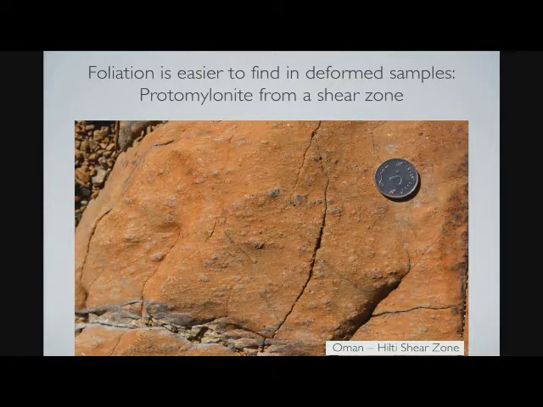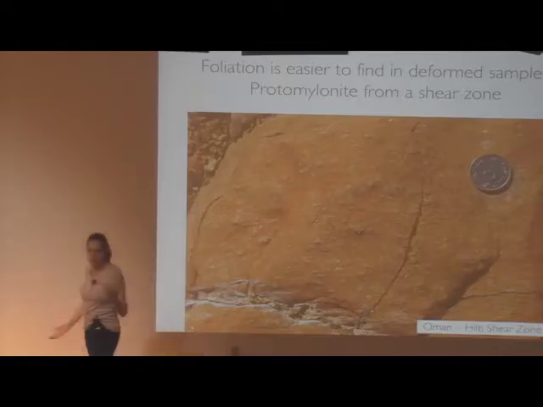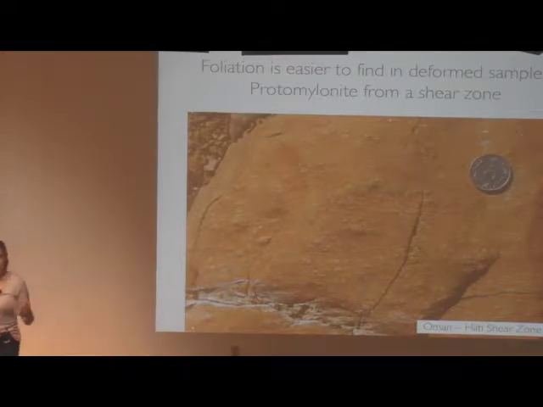So this is actually a relatively deformed sample from Oman. This is what we would call a protomylonite. So it's associated with a shear zone that's thought to be a paleotransform fault. And the reason I'm putting it up is that this is a better example of being able to identify the foliation. If anybody would like to raise their hand and tell me if they see the foliation, they are welcome to do that right now.